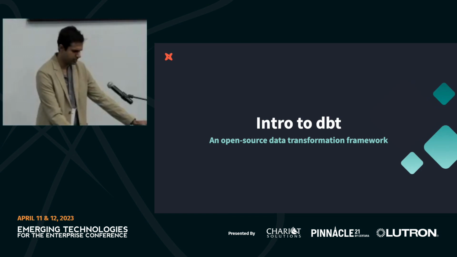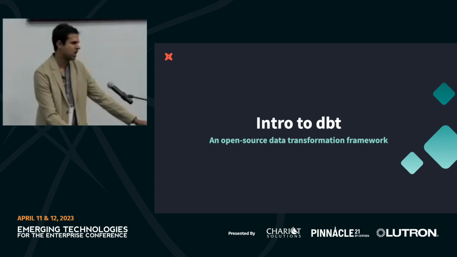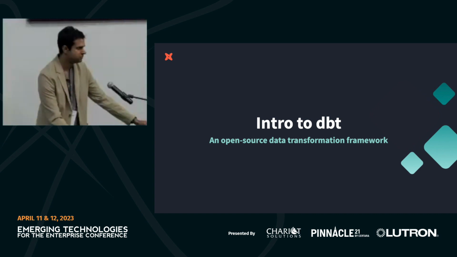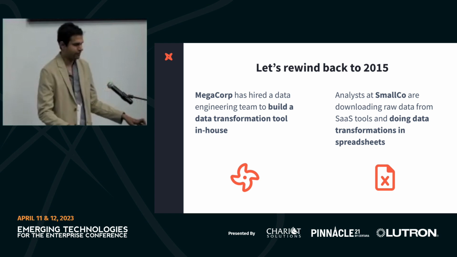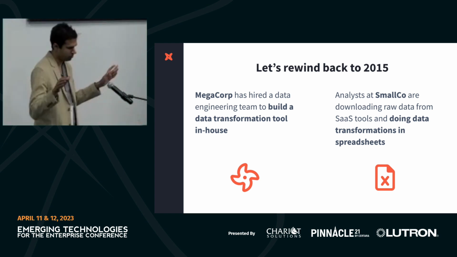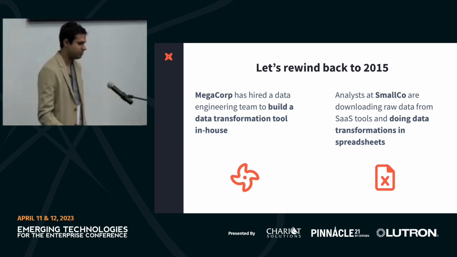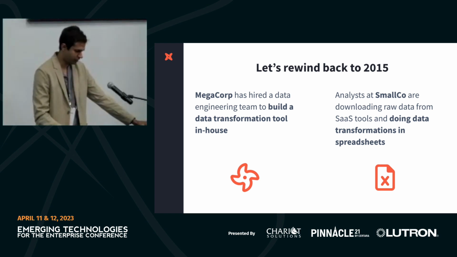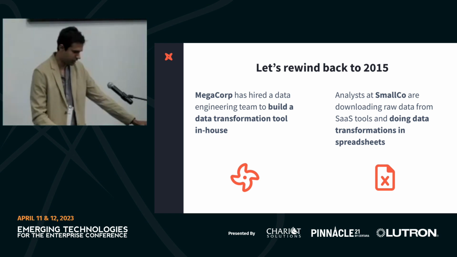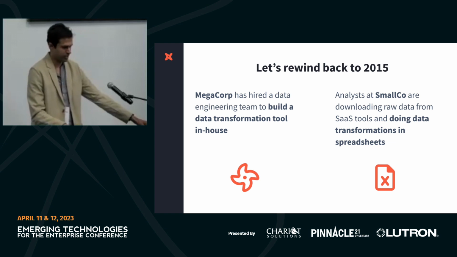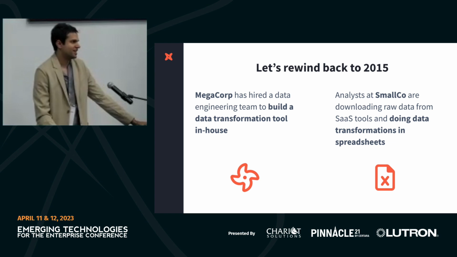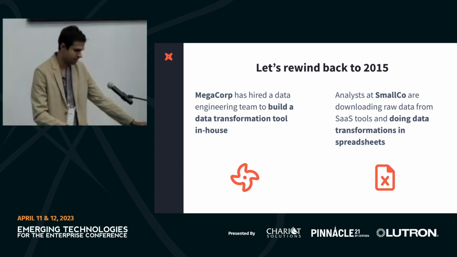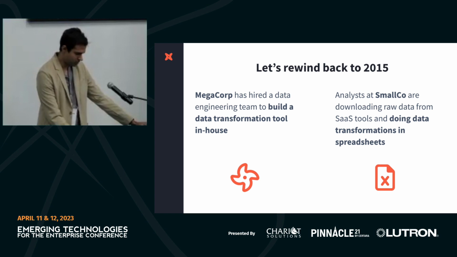So, intro to DBT. DBT, as I've mentioned before, is an open source data transformation framework. If you're familiar with ETL, it's the T in ETL. So let's rewind back to 2015. If you're an analyst, you have 2 different workflows. Either you work at a megacorp and they have a data engineering team in-house that's building these transformations, and they have a framework of their own, and that's how it's done. And then there's a smaller company, where you're downloading raw data from your SaaS tools like Salesforce or Zendesk, and you're doing data transformations in a spreadsheet. Think of very simple filtering, cut by this metric, cut by this other metric, pivot tables, all that kind of stuff. That's the 2 different things you're doing back in 2015.